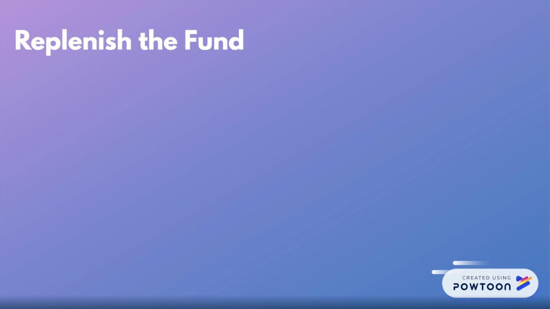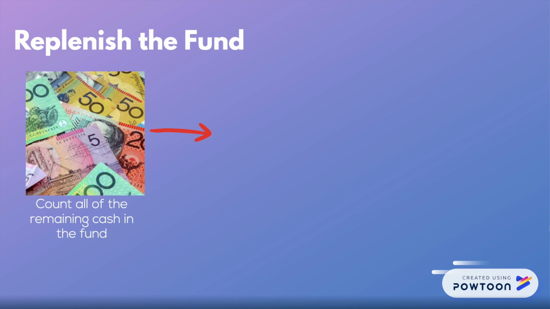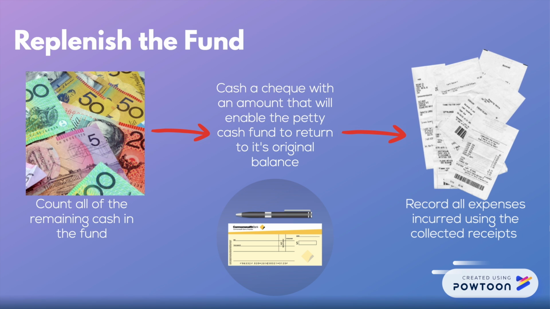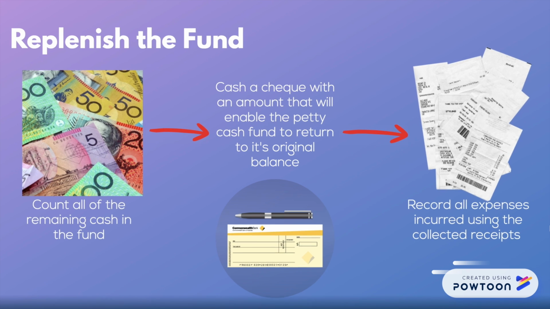Finally, the business must replenish the fund. To do this, all remaining cash in the fund is counted, then a check is cashed, allowing the fund to return to its original balance. Next, all expenses incurred are recorded using the collected receipts.